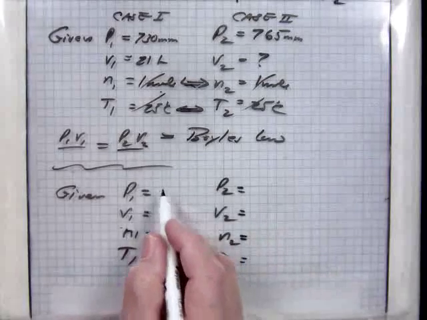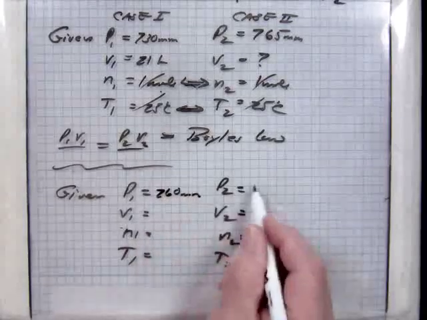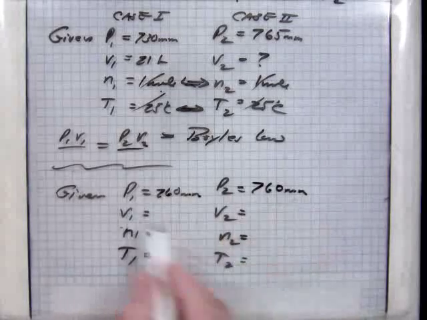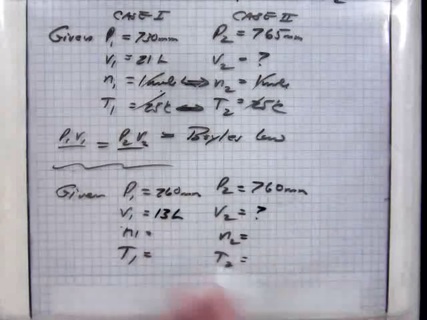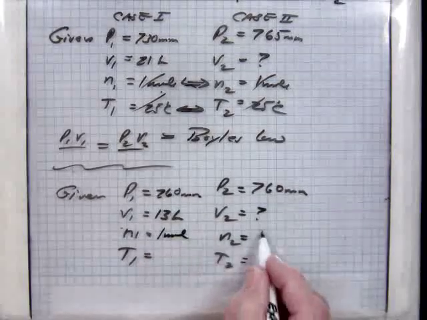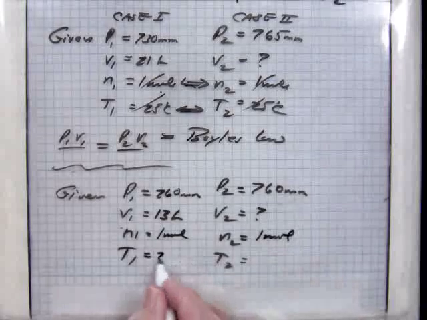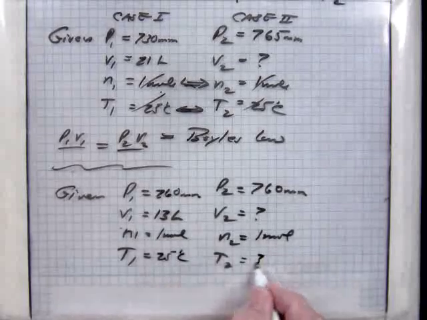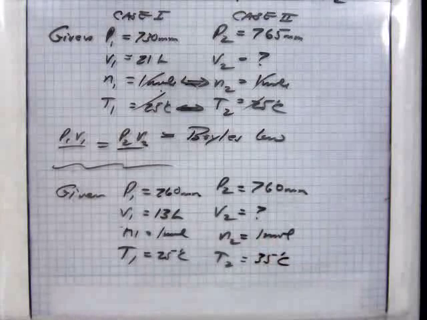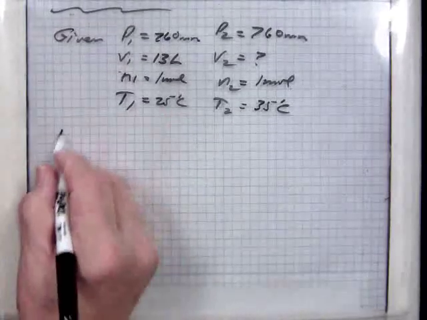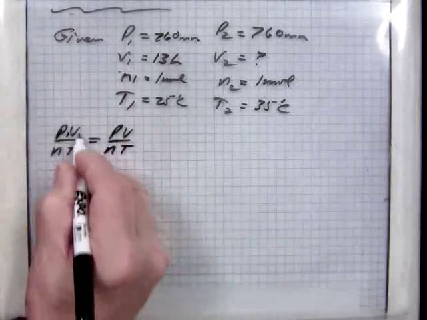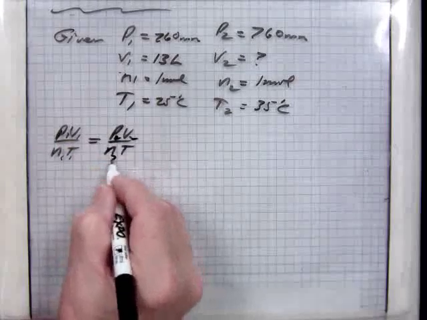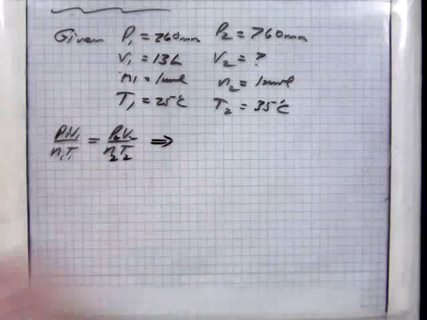Okay, we're given 760 millimeters, volume is 13 liters, and they want to calculate something else, 1 mole, and you're going from 25 degrees C to 35 degrees C. What's the new volume in here? So you apply that to PV over NT equals PV over NT. 1, 1, 1, 1, 2, 2, 2, 2. And what does this give you?